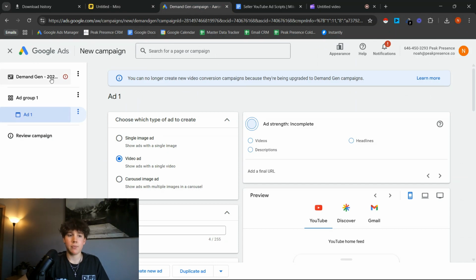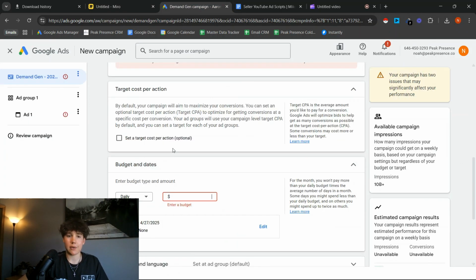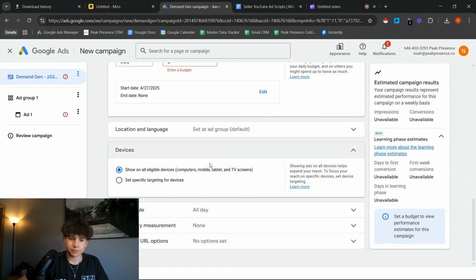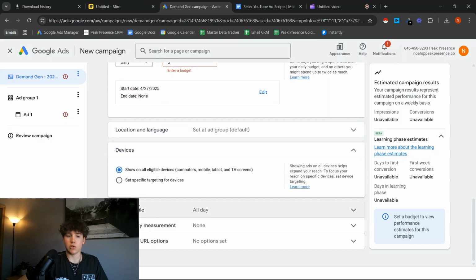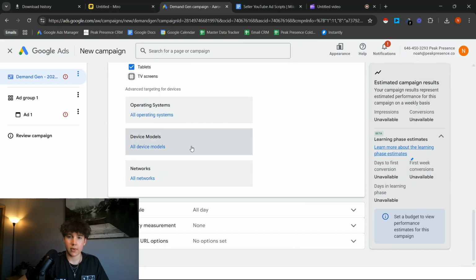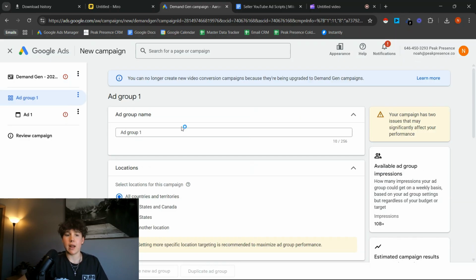So in your campaign, we're going to start on the campaign level. After you have your campaign, I'm not going to go through all this. I have a ton of videos on this. Basically, the first thing you're going to change is under devices. You're going to set specific targeting, always unselect TV screens. Now that's the first one. That's something you should always be doing that you should know already. But these ones now are a bit more advanced that I'm going to show you.